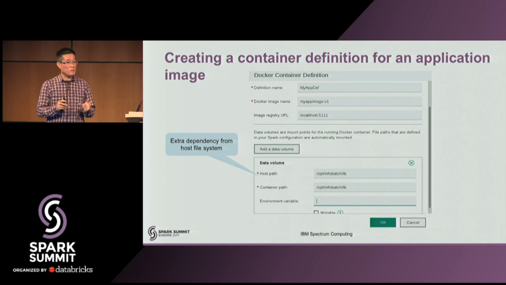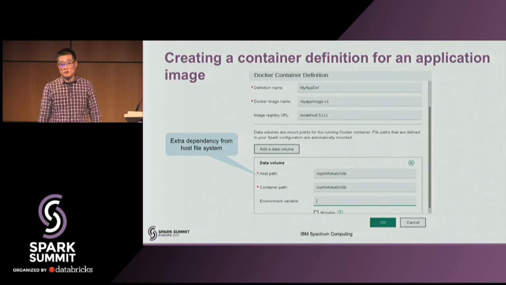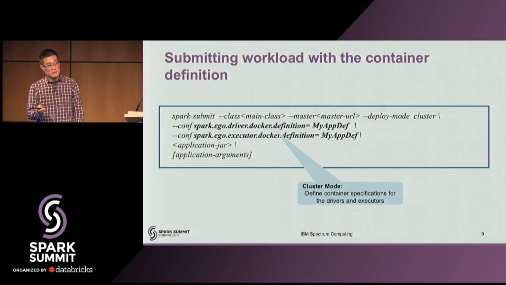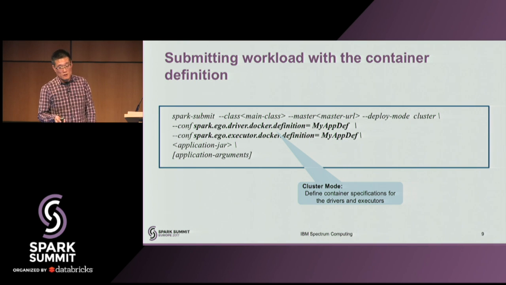If you have extra dependencies from the host that the backend system doesn't know about, you can define a data volume. Basically, you specify where you want the system to find your dependency and where you want to mount it into your container. After that, you can use a command like this. It's an example of Spark submission in cluster mode. So you can define your driver to run using the definition I just defined, and the executor as well.